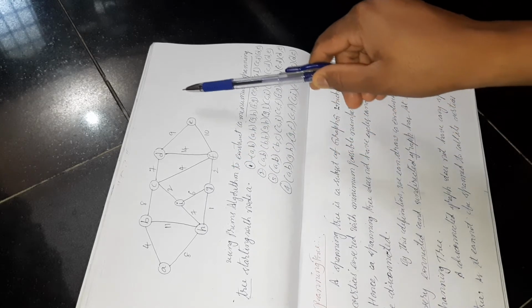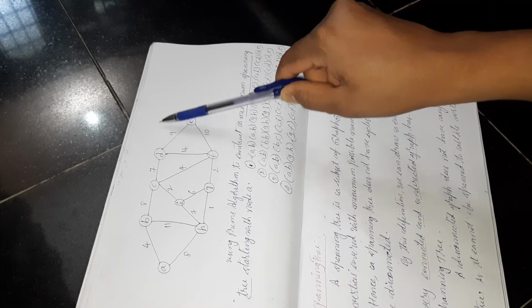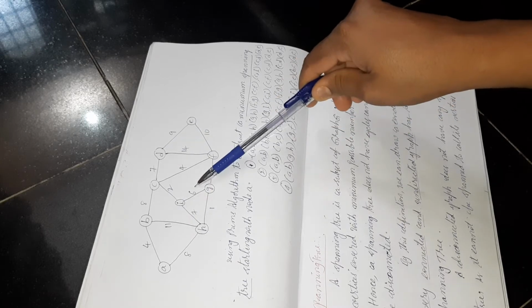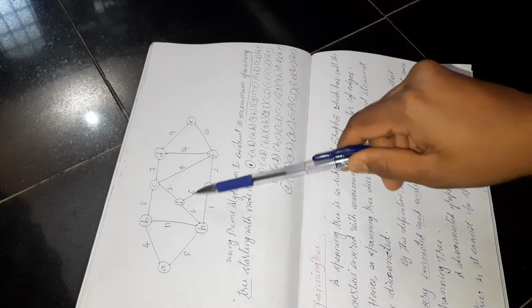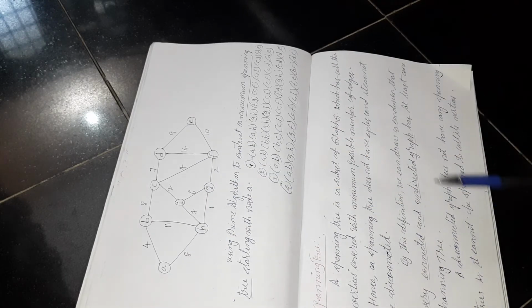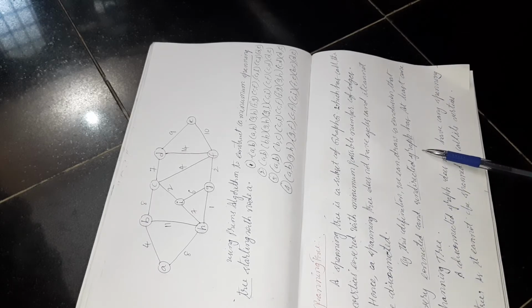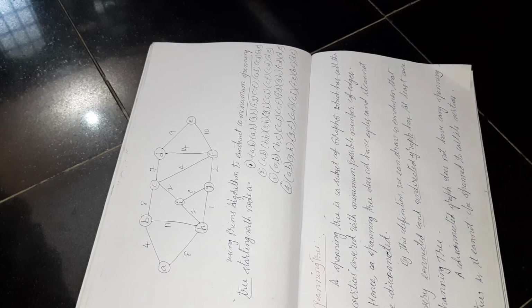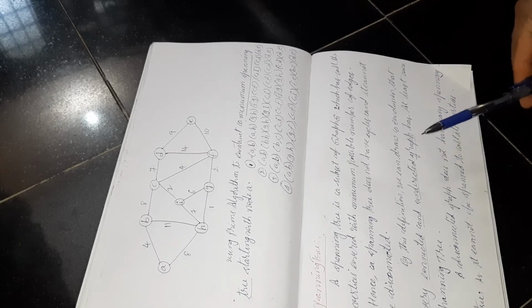Suppose we take one vertex here, F. If there is no edge between this vertex and all the other vertices, then that graph is called a disconnected graph. This one is a connected graph. What is the spanning tree definition? Every connected and undirected graph has at least one spanning tree. If it is a connected graph and an undirected graph, then it will have at least one spanning tree.